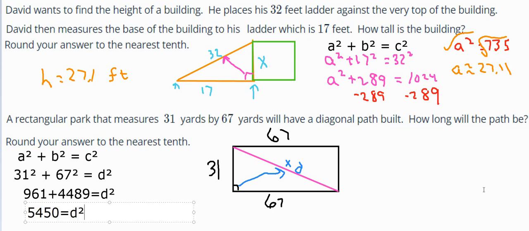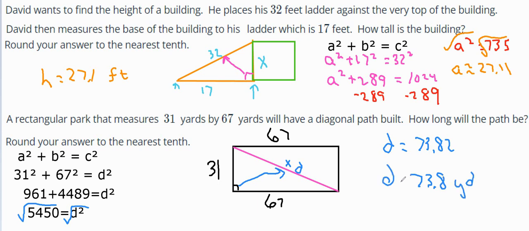The opposite or inverse of a square number is the square root. And that's going to give us a length of about 73.82. And rounded to the nearest tenth would be 73.8 yards for this one. So if you have any kind of questions, please be sure to ask your math teacher.